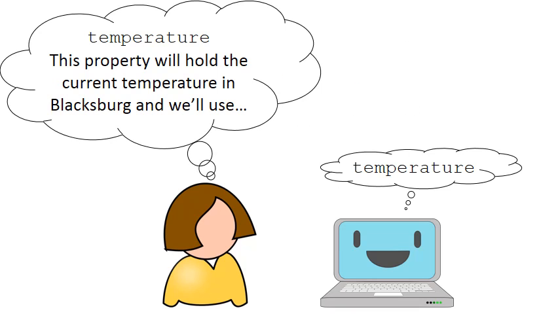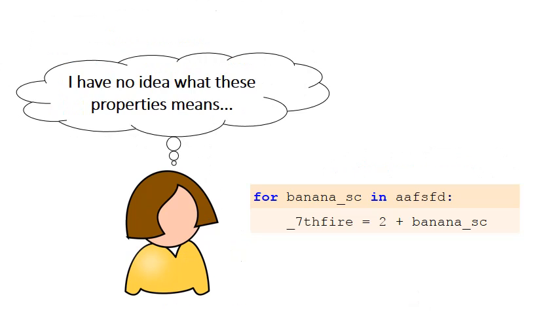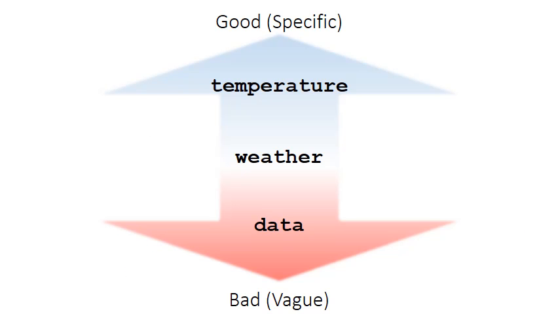Humans, however, are very smart. We look at a property and understand it much more deeply. This is why it is polite to choose good property names. It is for the benefit of other humans who have to read your code. This includes yourself. If you are representing the current temperature as a number, temperature is a good name, but weather is not as good since it is less specific. Data is a very bad name since it is very vague.